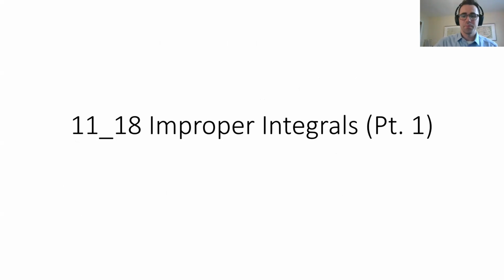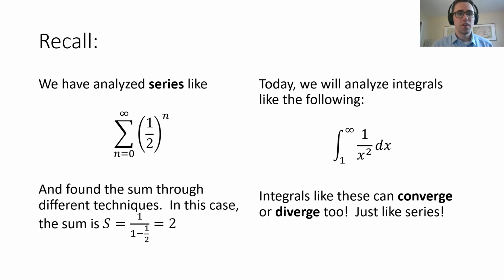So here we go. Starting with a recall slide, on the left we have analyzed series like the one you see on the left. You should recognize that that's a geometric series. For these series, we've determined if they converge or diverge, and we've also determined their sum through different techniques. In this case, the sum of this geometric series is 2. You can see the arithmetic there in the bottom left.